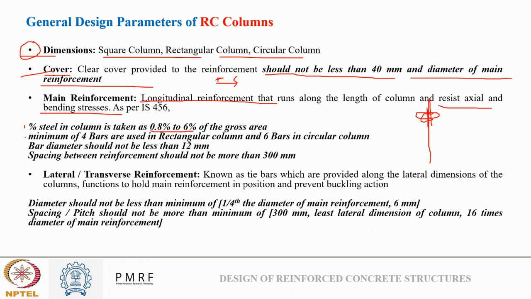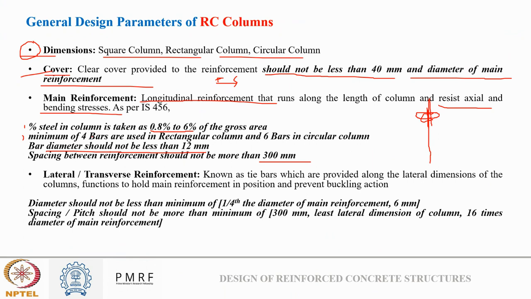The second criterion is that a minimum of 4 rebars are used in a rectangular column and 6 rebars in a circular column. So even if you require only 3 rebars, you need to provide a minimum of 4. That is what the code defines for safety purposes. The diameter of the rebar should not be less than 12 mm, and the spacing between the reinforcements should not be more than 300 mm. So these are the four criteria that we need to remember while designing longitudinal reinforcement in a reinforced concrete column.